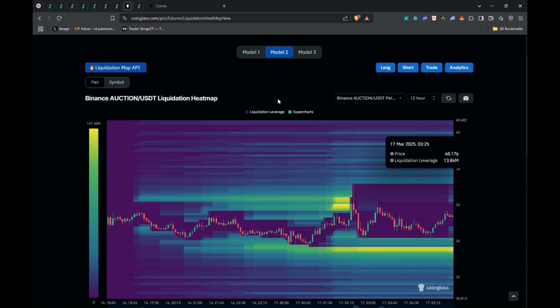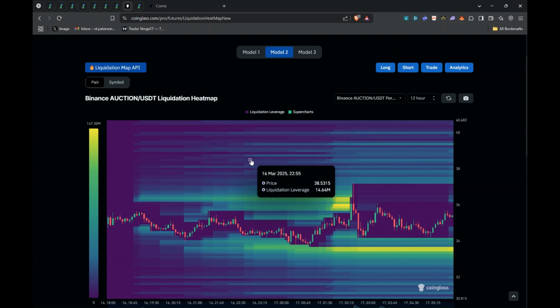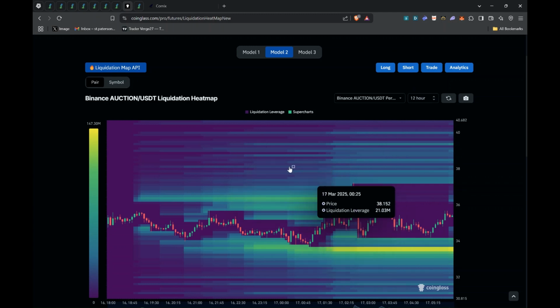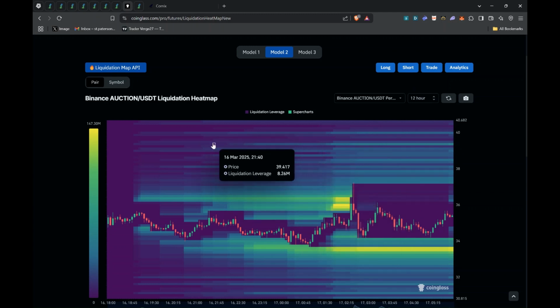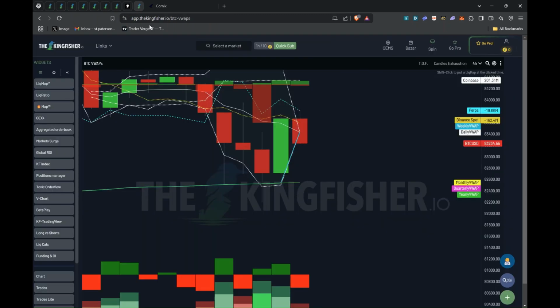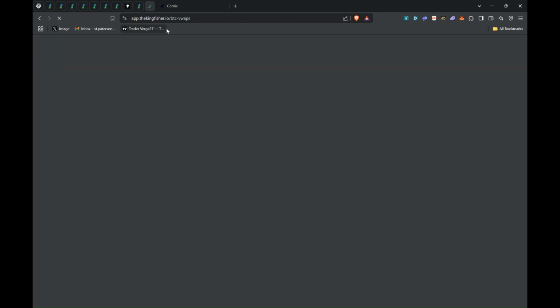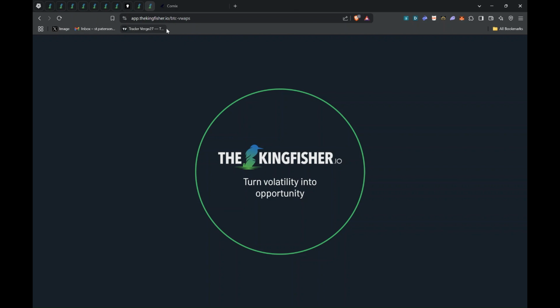Yeah, okay. I got asked what I use for liquidation heat maps. I do use CoinGlass now. You can also get them on Kingfisher, so this is not exhaustive. If you actually get a subscription to Kingfisher, then you can see the liquidation heat maps.